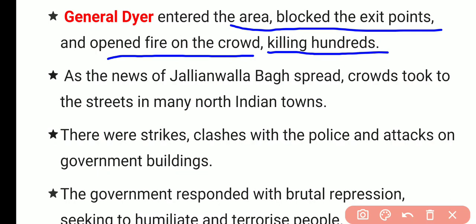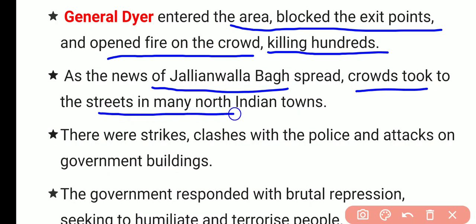According to the Indian historians, the number was more than 1,000, and according to the British government it was about 100. So General Dyer entered the area, blocked the exit points and ordered open firing on the crowd, and nearly 500, or we can say hundreds of people lost their lives in that incident. As the news of Jallianwalla Bagh spread, crowds took to the streets in many North Indian towns.